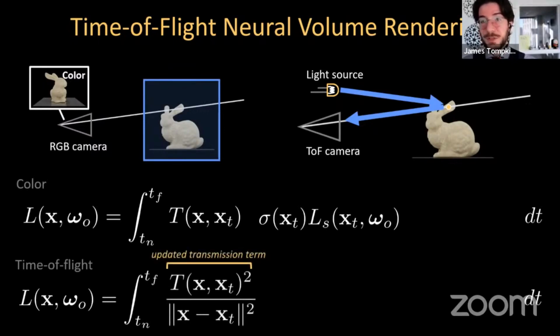So now for the time of flight, I'm sending light into the volume itself. And so it has to travel twice. That means that this transmission term is going to be squared. Every point in the volume will see incoming light and then outgoing light from the active light source. And then because of light attenuation due to inverse square falloff, we have this additional 1 over x minus xt term that tells me how much of that light is lost due to the difference in projected area over that distance.